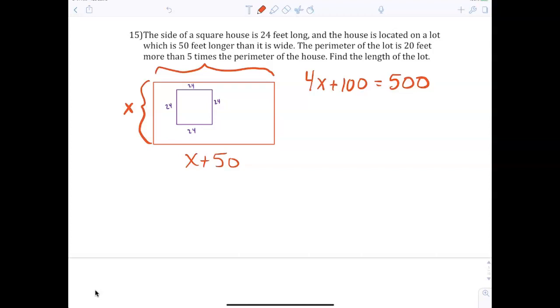So, multiply 96. How did I get 96? You add up all the sides of the square. That's right. The perimeter of the house is how much? 96. So the lot is what? Times 5 plus 20. That's what it is. I don't think that was that hard now. I really don't think that's that hard.